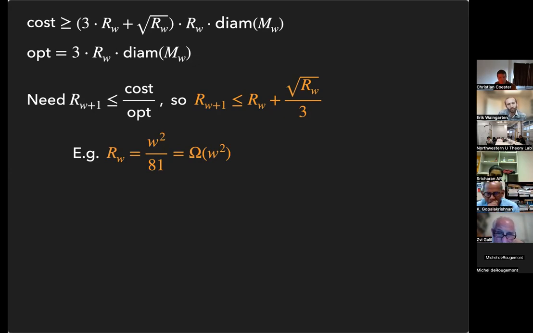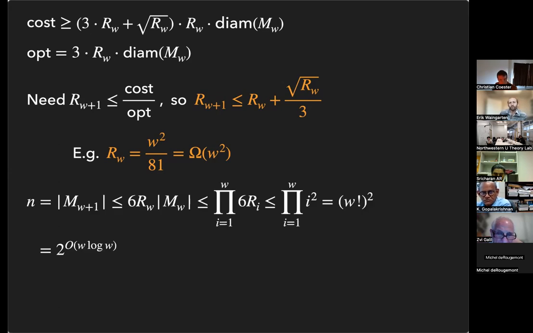Okay, but now we wanted to express the lower bound not as a function of W, but as a function of the number of points in the metric space. So we just need to relate the number of points in the metric space to W. So N is the size of the metric space. By construction, we used 6 RW copies of the recursive metric space. And then, by induction, just plug in all of these numbers. So we get the product of all this. And now for our RI, we can plug in I squared over 81. So 6 RI is at most I. And then this is W factorial squared, which is exponential in W log W.